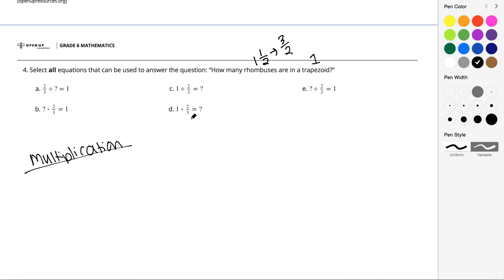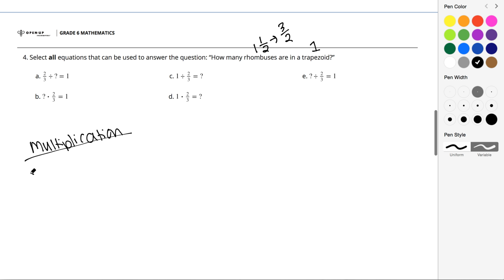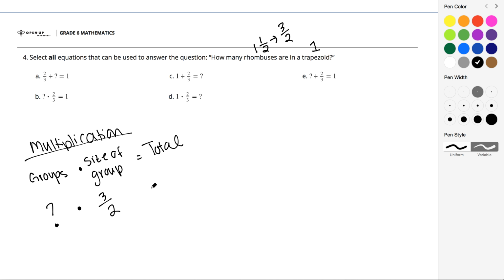Okay, so we know we can do how many groups? So groups times the size of group equals your total. So how many rhombuses? This means we don't know how many groups, but we know the size is 3/2, and we're trying to get to a total of 1. So do we have anything that matches this so far? Something times 3/2 equals 1. Nope, not quite. All right.